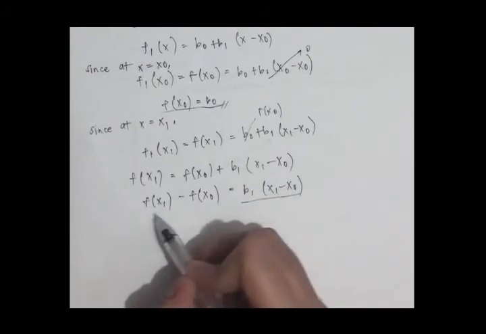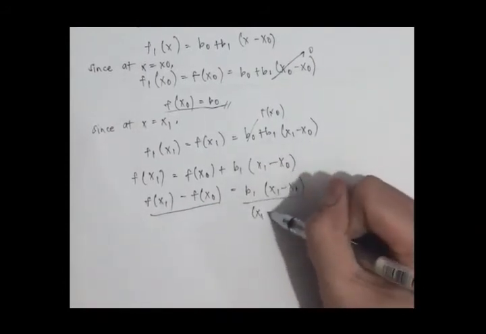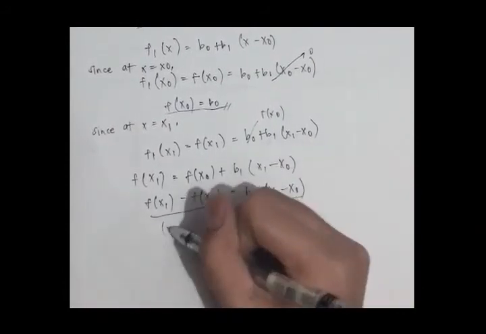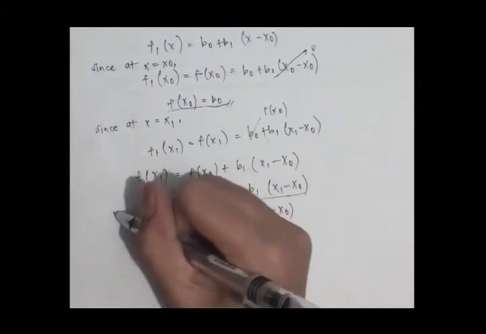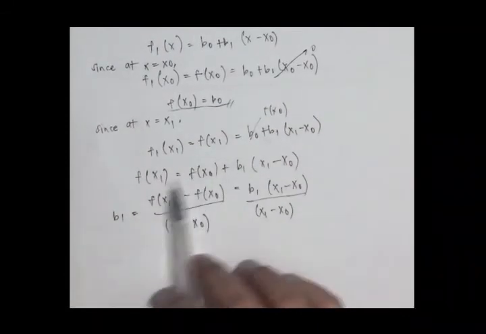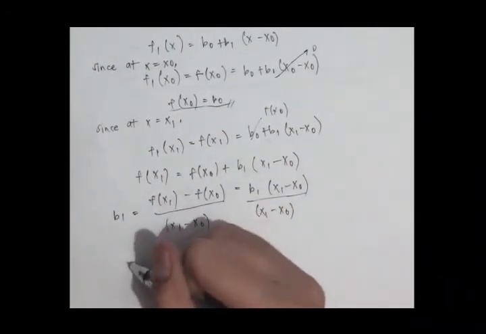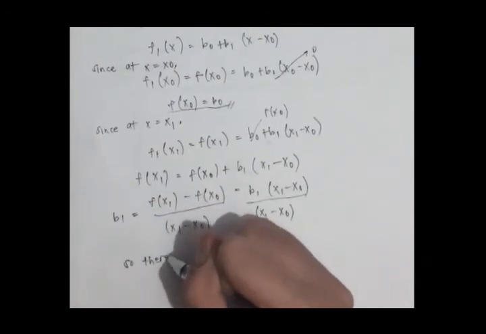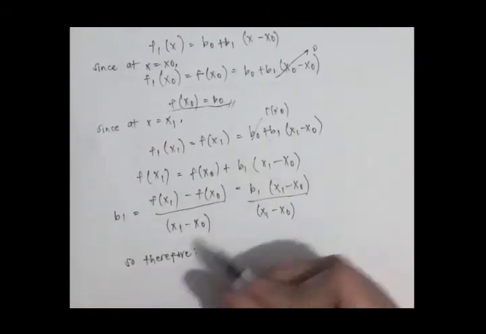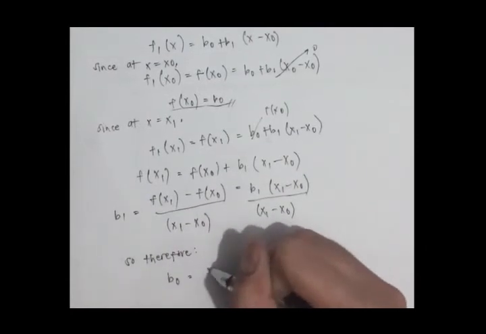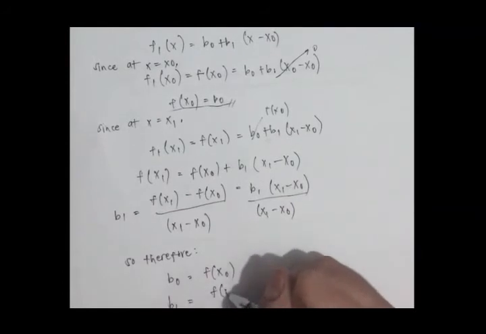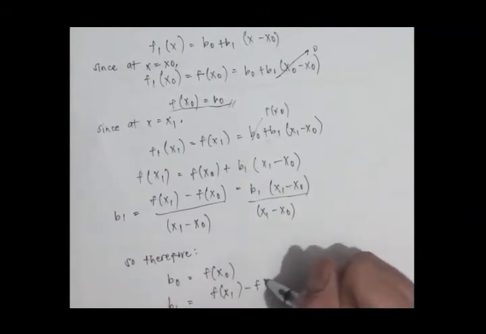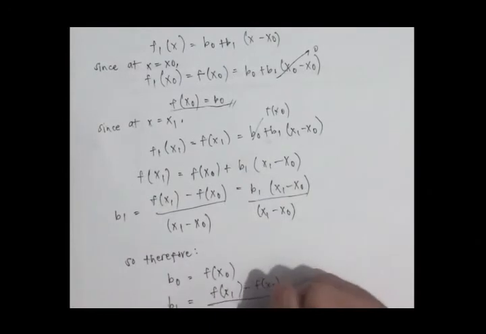Divide both sides by x sub 1 minus x sub 0. So, therefore, ito na yung b sub 1 natin. Rewrite ko na lang lahat ng, so, therefore, we already accumulated the formulas for b sub 0, f of x sub 0, and b sub 1 is equals to f of x sub 1 minus f of x sub 0 over x sub 1 minus x sub 0.